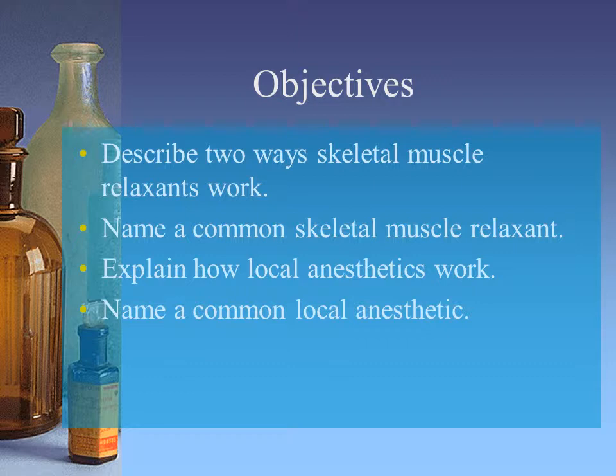Objectives for this portion of the lecture: you should be able to describe two ways skeletal muscle relaxants work. You should be able to name a common skeletal muscle relaxant. You should be able to explain how local anesthetics work, and you should be able to name a common local anesthetic.